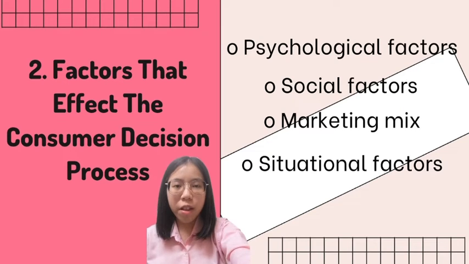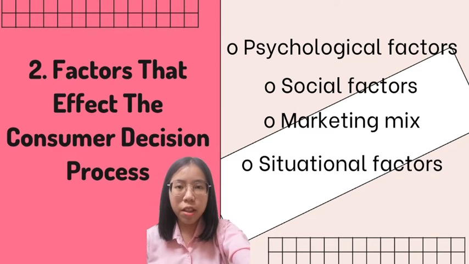The psychological factors include motive, attitude, perception, learning and memory, and the last one is lifestyle. The social factors include family, different groups, and culture. The marketing mix includes product, price, and promotion, which is called the 4 Ps. The situational factors include purchase situation, seasonal situation, and temporal state.